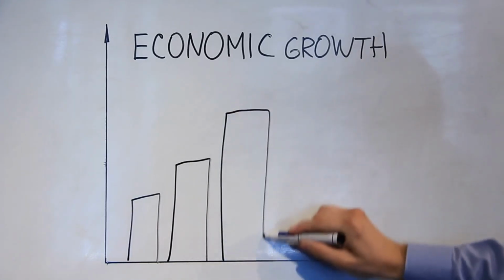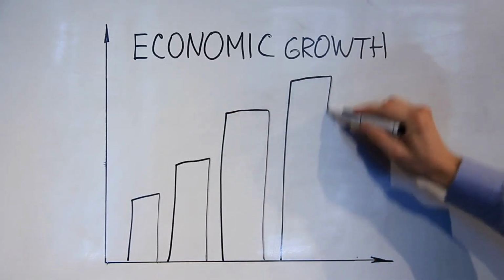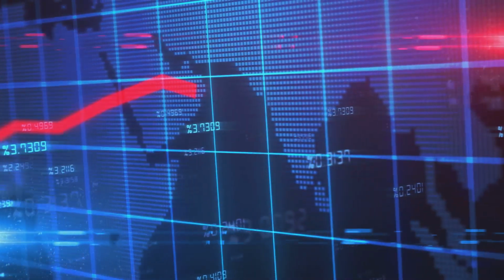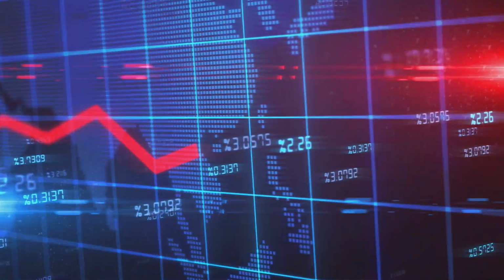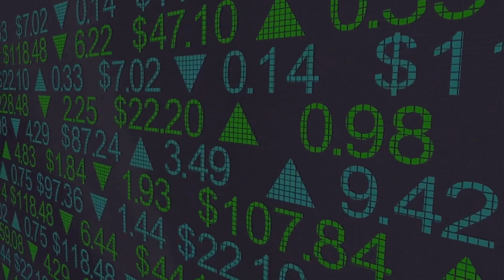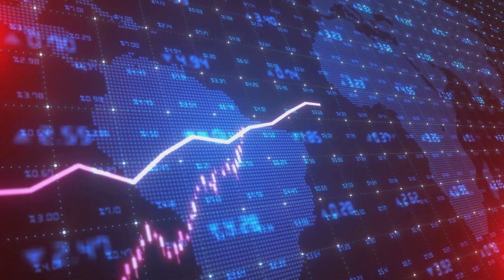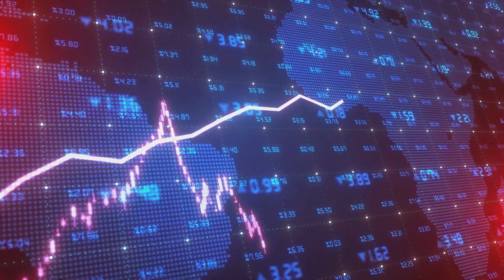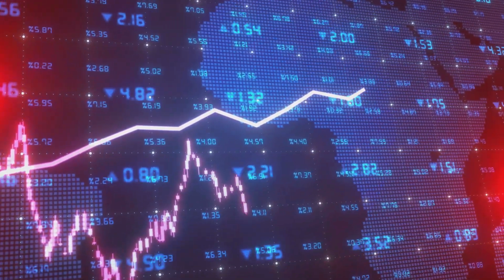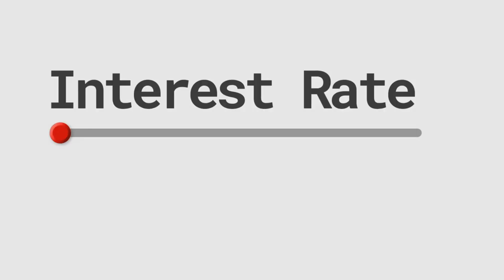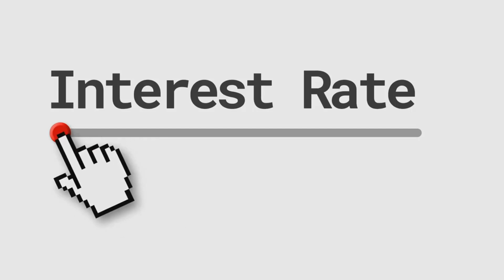Next on the list is the impact of high national debt on interest rates. You see, when the government borrows money, it does so by issuing bonds. These bonds are bought by investors, both domestic and foreign. However, as the debt rises, investors may start to worry about the government's ability to repay its debt. To compensate for this increased risk, they demand higher interest rates.